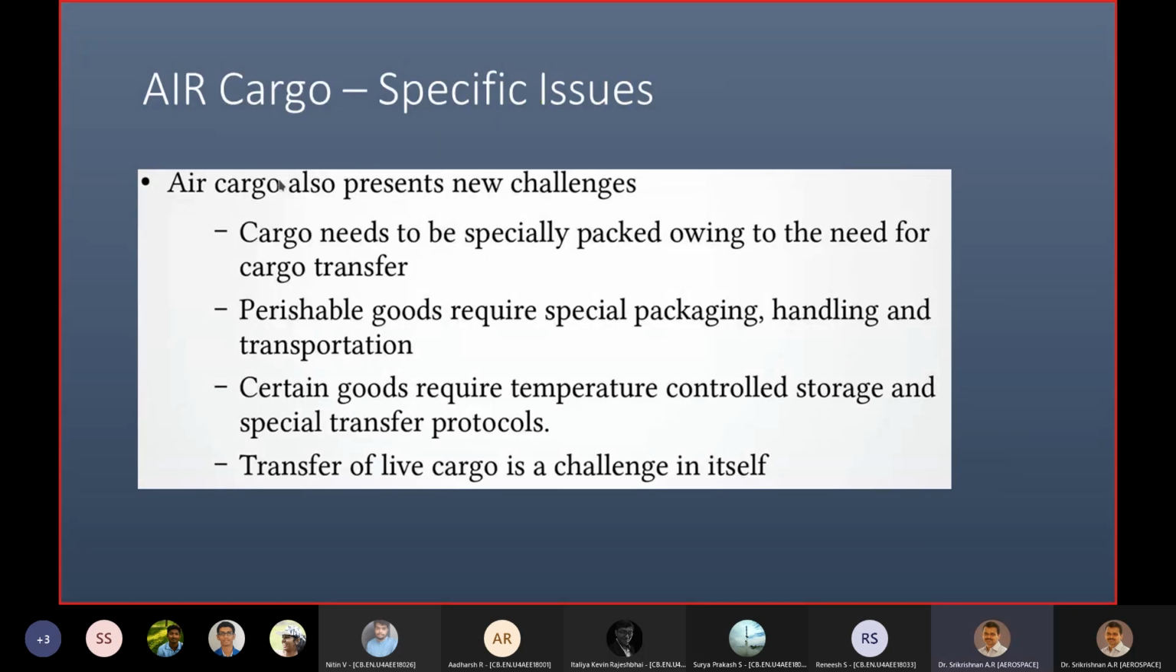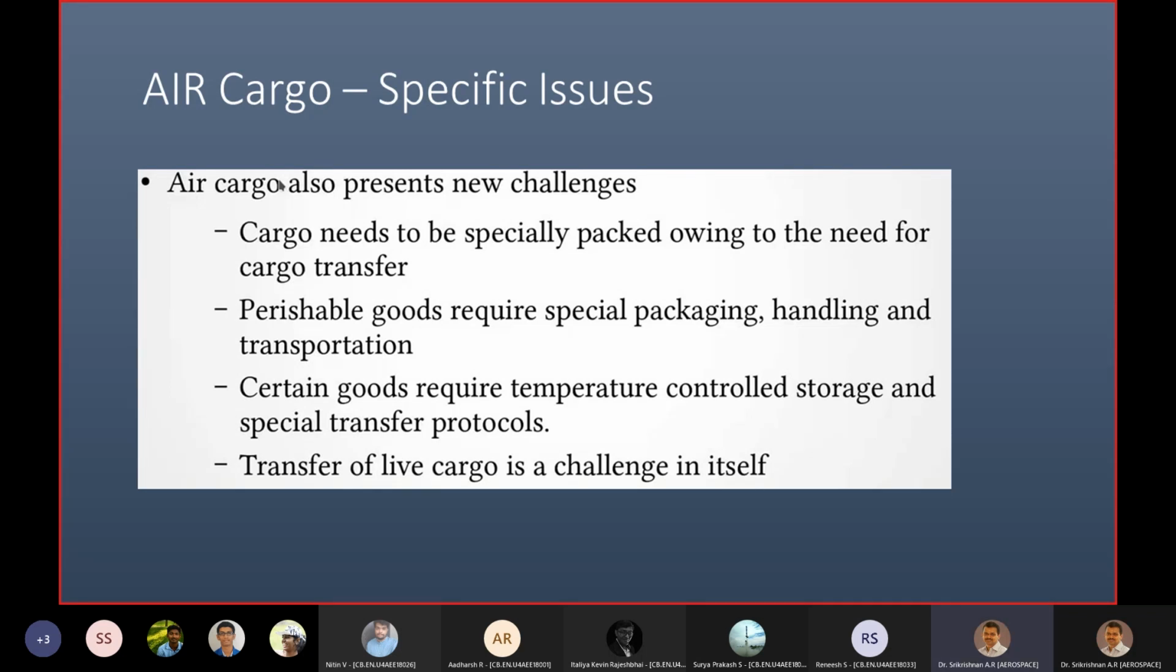Now, we move on to look at some of the specific issues related to air cargo. Many of them may be shared by other modes, but what are the key considerations when we are talking about air cargo? Some of the challenges associated with them: cargo needs to be specially packed owing to the need for cargo transfer, from the airport terminal to the aircraft, to the cargo carrier, and also unloading. So loading as well as unloading requires special packing. This means that you cannot suddenly change your mind and just transfer it to a different mode of transport.